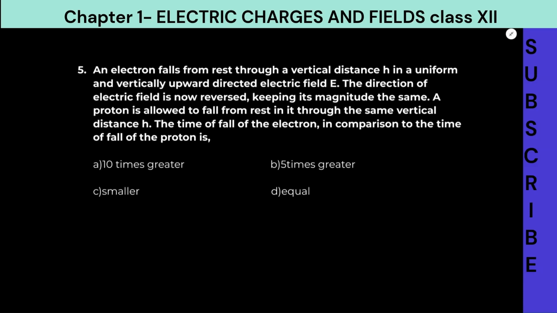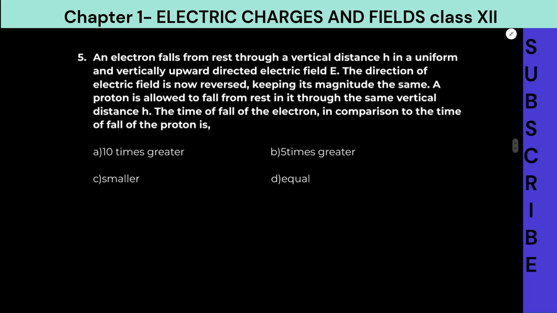So question here 5 says, an electron falls from a rest. Okay, so that's the initial information. Rest means, let me just put here a rest here. So rest here, u means 0. What's u? Initial velocity. If something is starting from rest, it simply means the initial velocity of the particle is 0.